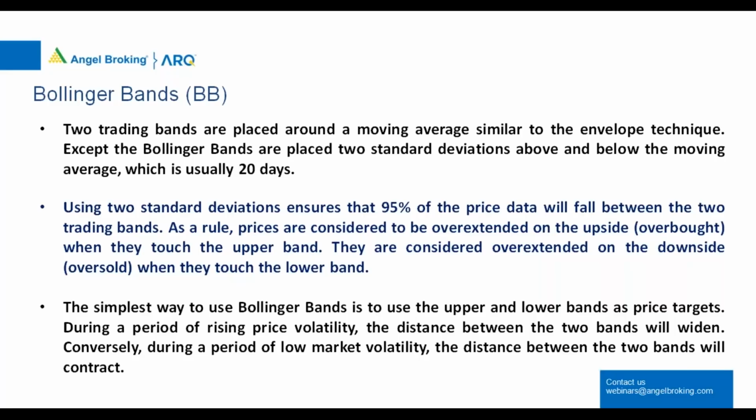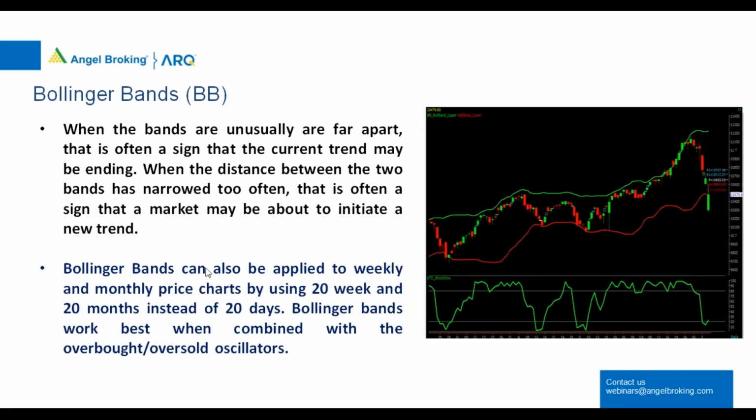When the bands are unusually far apart, it effectively means that the current trend may be ending. So there is a possibility that the current trend could end. When the distance between the two bands has narrowed, that is often a sign that the market may be about to initiate a new trend. So that means that there could be a trend in the market.